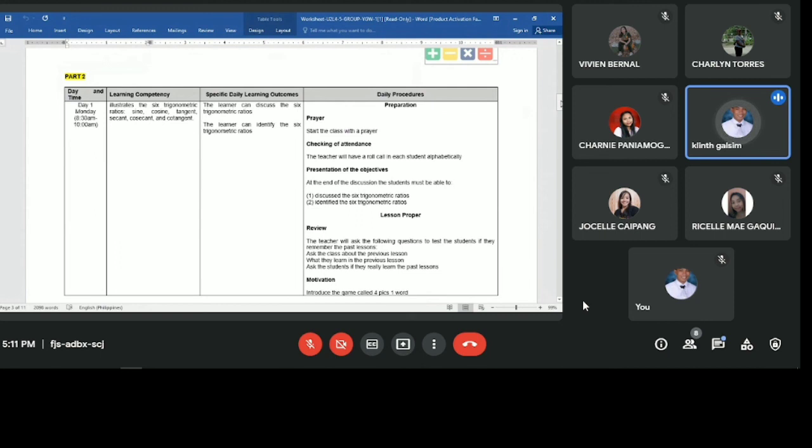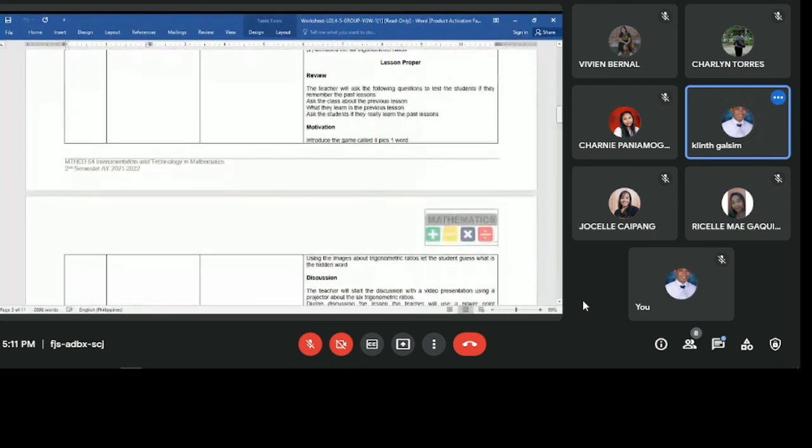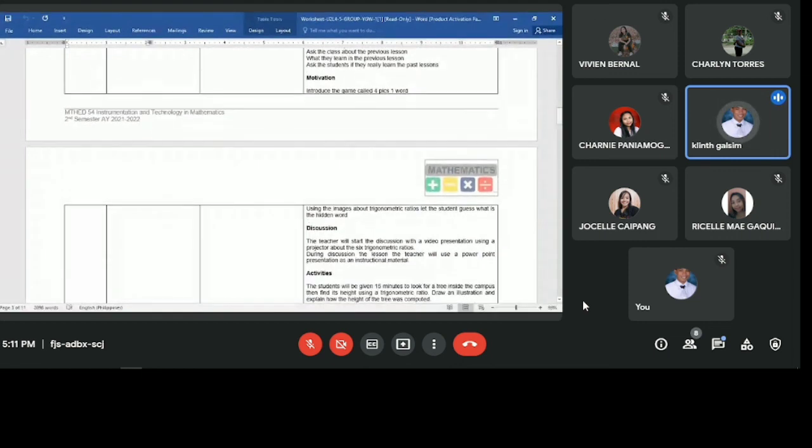And for our lesson, we will have a review. The teacher will ask the following questions to test the students if they remember the past lessons. The teacher will ask the class what they learned in the previous lesson, to see if they really learned it. And for motivation, we will introduce the game called 4 Picks 1 Word. Using images about trigonometric ratios, let the students guess the hidden word.